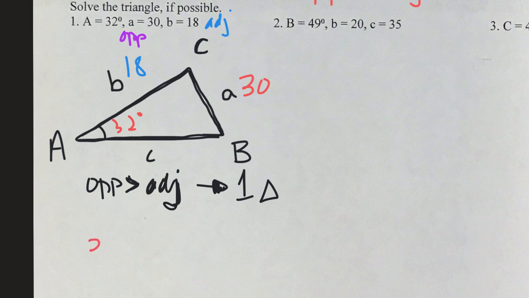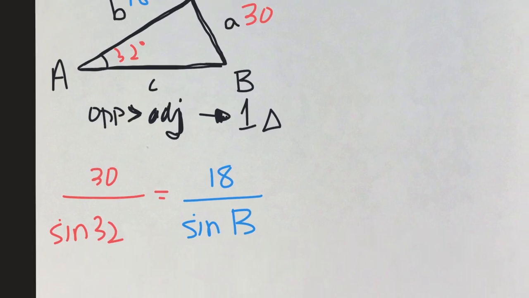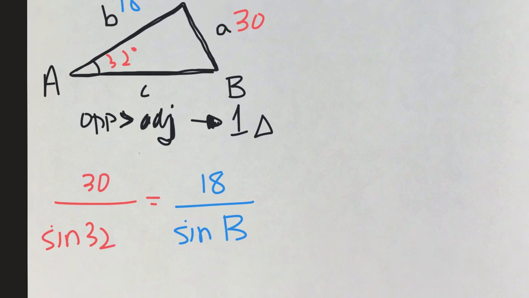Okay, so we have the ratio of 30 over the sine of 32 equals the other side that we know, 18 over the sine of the angle across from it, which is B. We're using the law of sines to solve our triangle because we know two sides and not the middle angle. So from our algebra that we talked about before, in fact, it was yesterday, we're going to cross multiply and solve this equation for B.